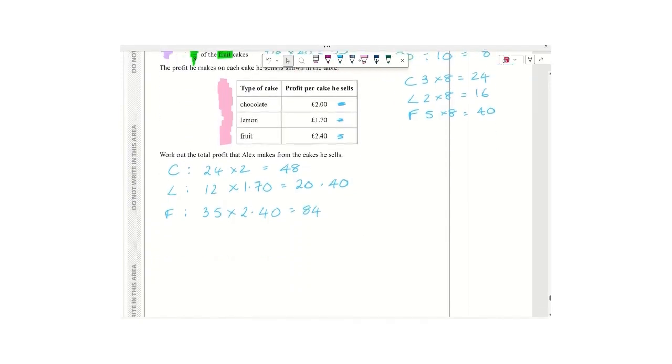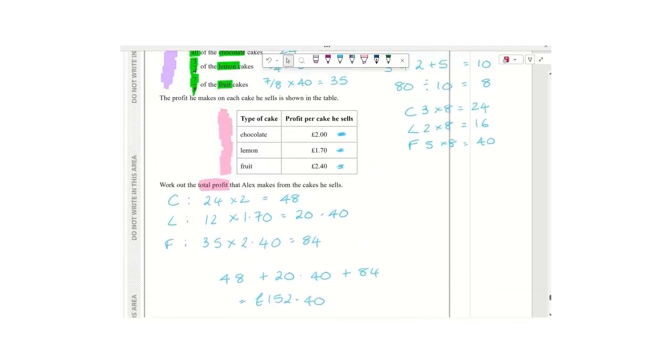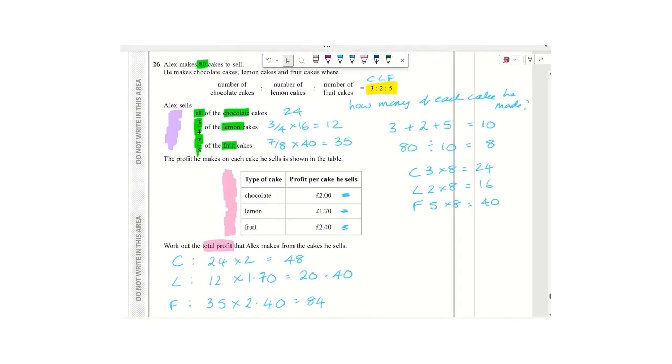So the question, this is where we have to be really careful, talked about total profit. So we just have to add those numbers together. So we're going to do 48, add £20.40, add 84, which gives me £152.40. There's a lot to that question, that's why it's 5 marks. But there are lots of bits that you can do. You just take it through one step at a time.